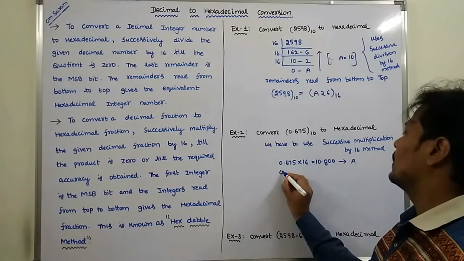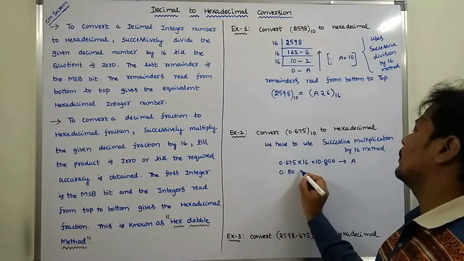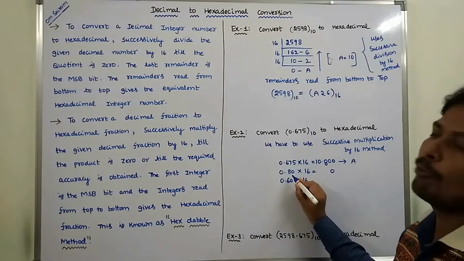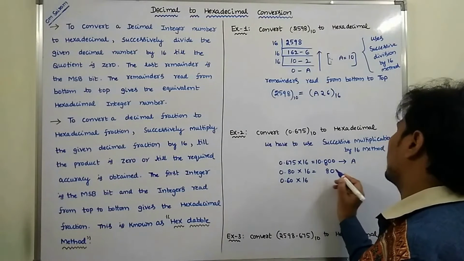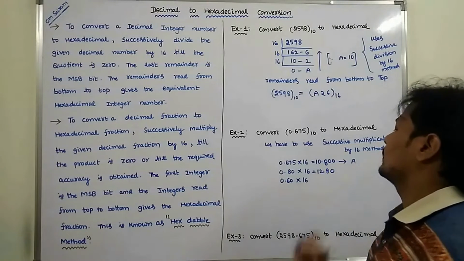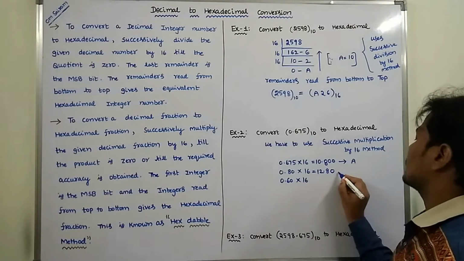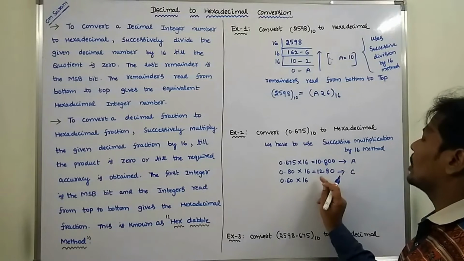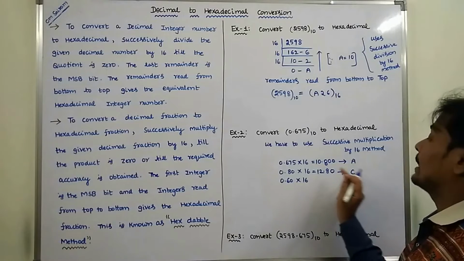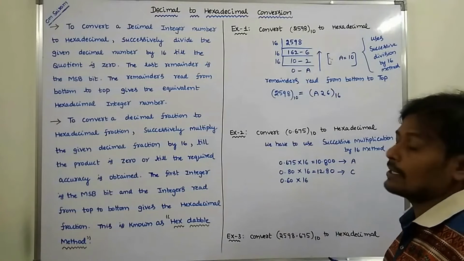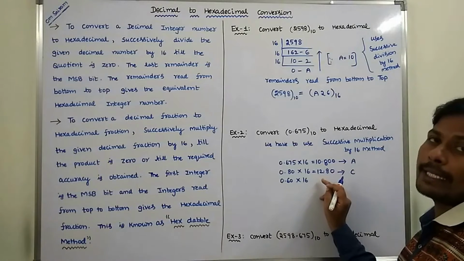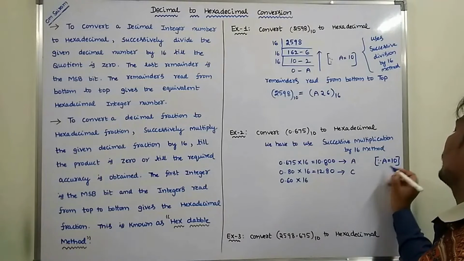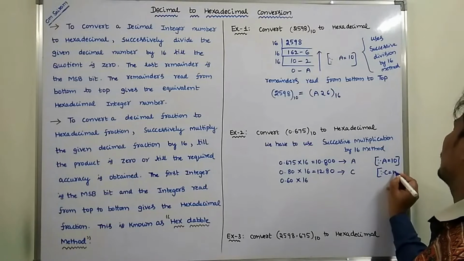Okay, now 0.80 into 16, so that is 12.8. So 12 can be written as C in the hexadecimal number system. Here 10 can be written as capital A and 12 can be written as capital C, because 10 and 12 are not there in the hexadecimal system. So here A is equal to 10, and C is equal to 12.